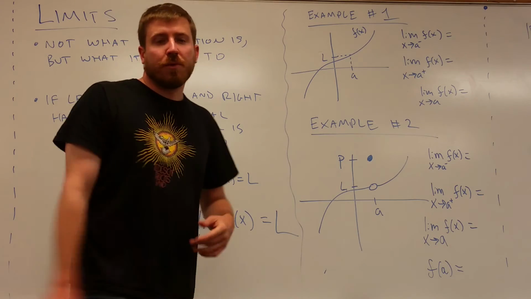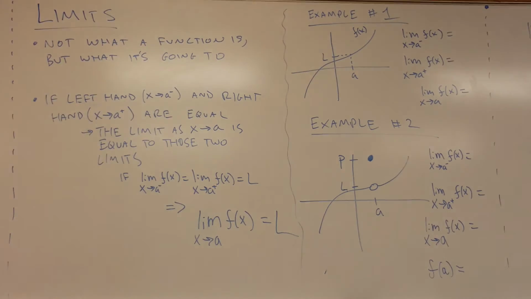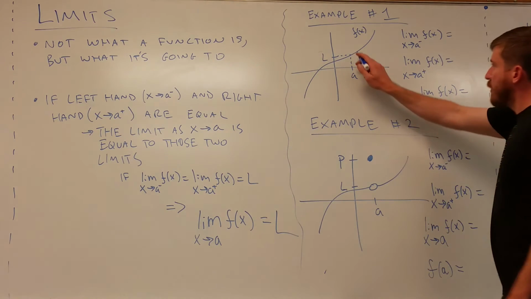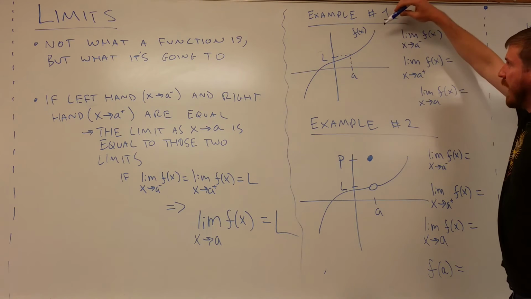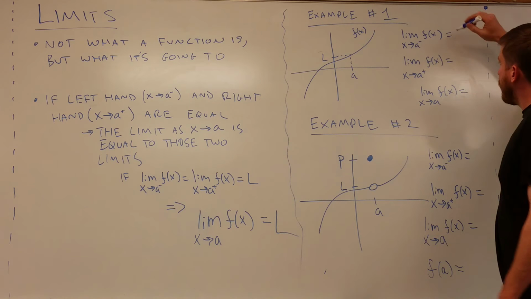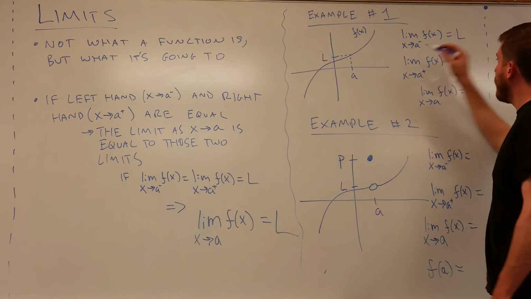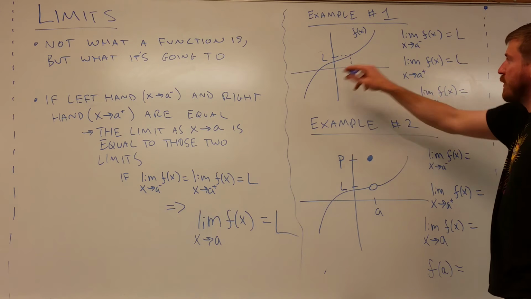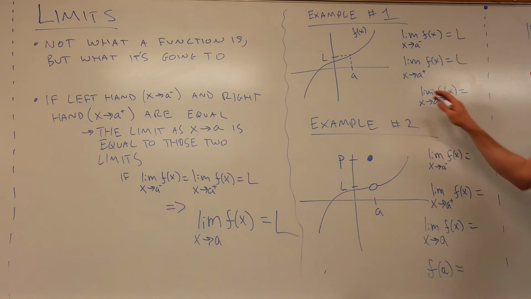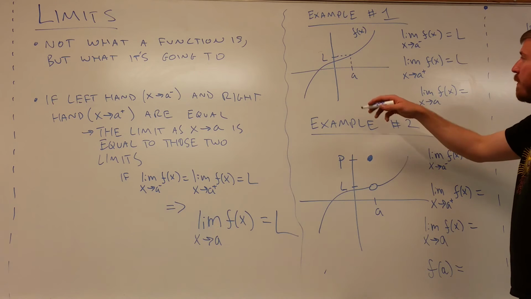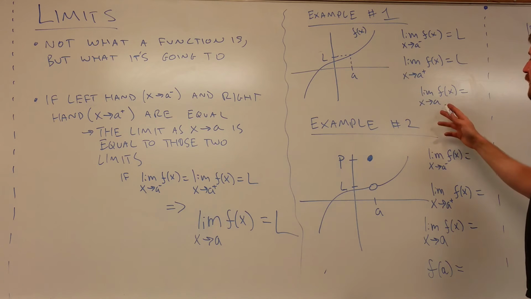Okay, so if you've gone through and tried to solve these, you should see that as we approach, in this example number 1, as we approach a from the left, the limit is L. As we approach a from the right, the limit is L. Sorry, I mixed those up. The first one's to the left and the second to the right. So if both the right and the left-handed limits are exactly the same, that means the overall limit as x approaches a is also equal to L.